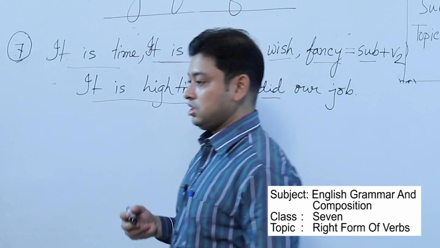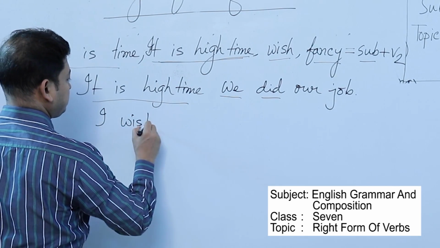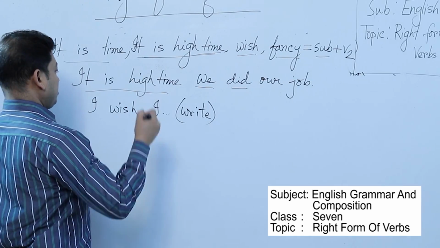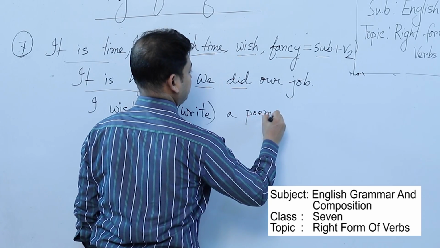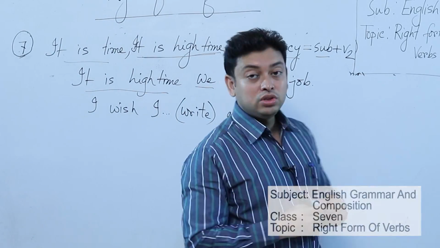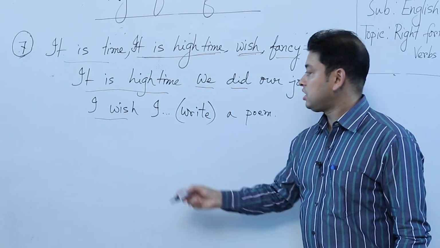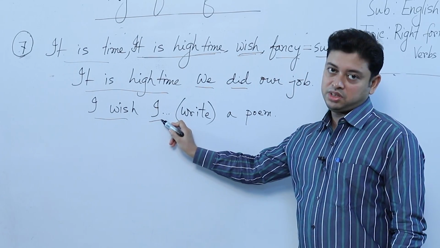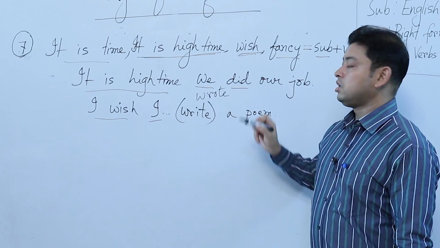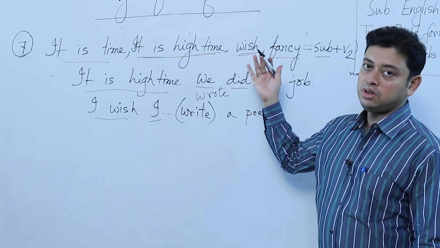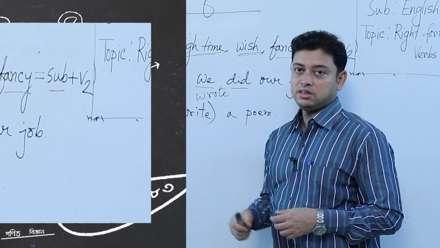So you can give another example, let us see. I wish, this is another example, I wish I write a poem. According to this rule, if there is a wish, then what kind of changes will be there? If there is a subject here, then write will be wrote, the V2 form. So look at this example and look at this rule, you will see this is exactly following the rule as written.